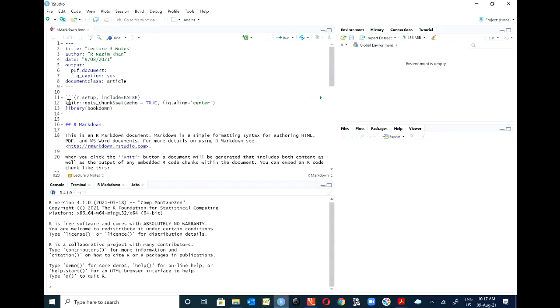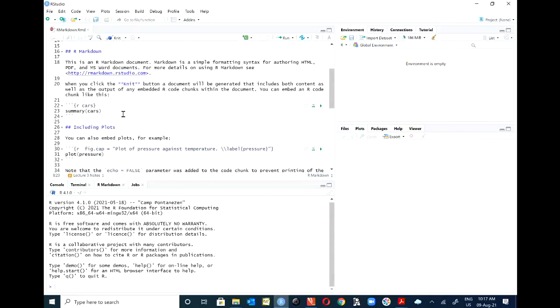This is some initial setup stuff that you can just copy and paste, and you'll learn more about this if you want to search them. Otherwise, you can just use it as it is. So this is my comment. This is an R Markdown document. I'm telling you what it is all about.